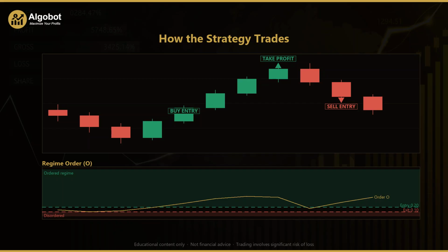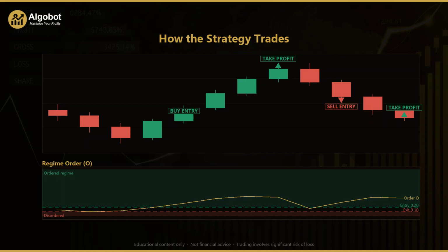By the 9th candle, a new order emerges, but this time to the downside. Price is making lower closes, the down symbols begin to cluster, the order value climbs back above the 0.20 entry line, and the drift is now clearly negative. Order is high and drift is down, so the strategy signals a short. The sell entry marker appears, with the stop loss placed above at 2 times the ATR and the take profit below at 3 times the ATR.